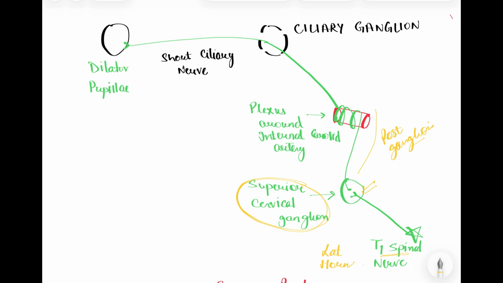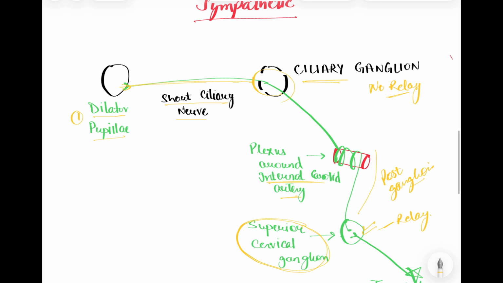This fiber will form a plexus around your internal carotid artery and will pass through the ciliary ganglia without relaying. So no relay is going to occur in the ciliary ganglia because the relay has already occurred in the superior cervical ganglia. So the fibers will pass without interruption, then come out of the ciliary ganglia in the form of short ciliary nerves, supplying the dilator pupillae muscle. So this is the sympathetic pathway.